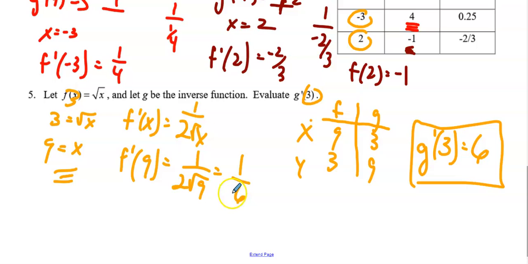And that is it, ladies and gentlemen. That's how you find the derivative of the inverse. Straightforward. Hopefully it's simple. Hopefully these were enough videos for you guys to do. I could do more, but this is really the idea of what I need for you to know.